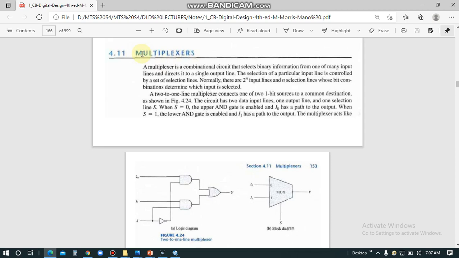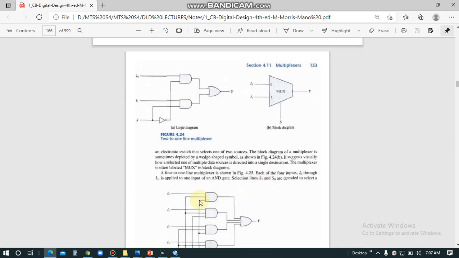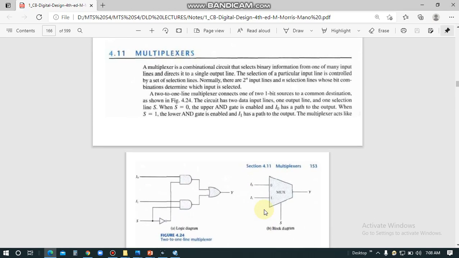And the other thing is it can have two, four, or many other numbers of inputs. So here we will see two examples: 2 to 1 multiplexer and 4 to 1 multiplexer. So how does it display a single output from two inputs? Let's see.